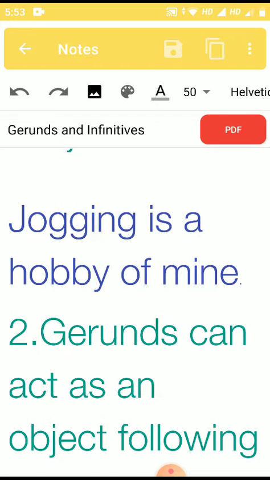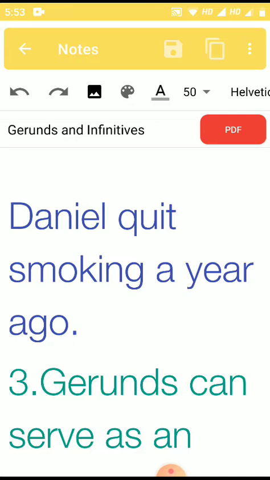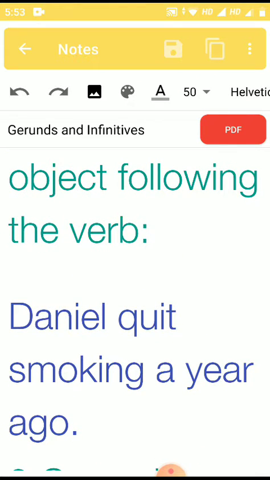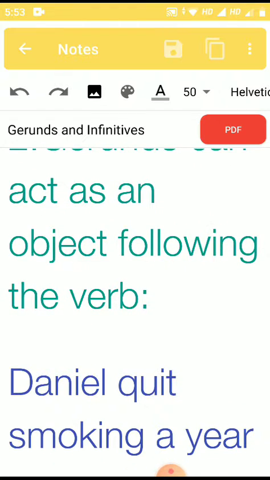Second, gerunds can act as an object following the verb. Daniel quit smoking a year ago. Here is a simple example. Daniel quit. Quit is the verb. And smoking here is a gerund. It becomes the object.